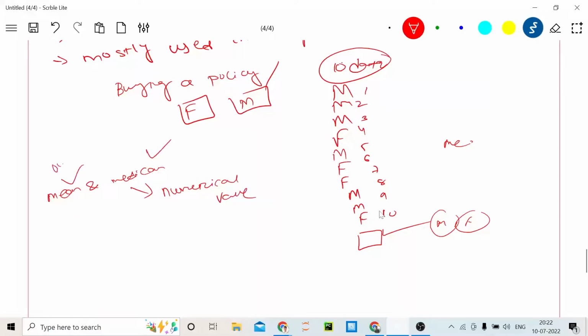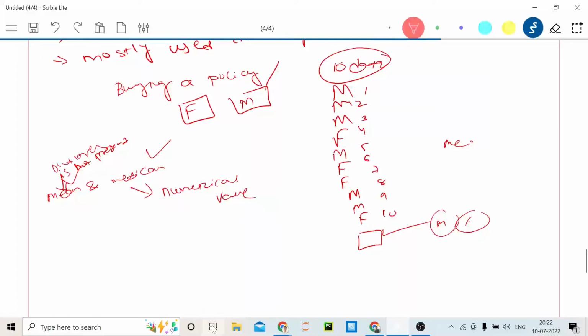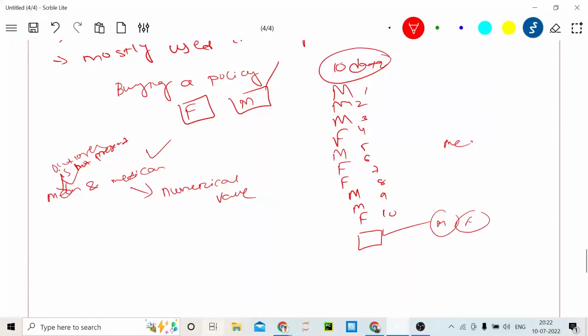If the numerical value is present and the outlier is not present, calculate the mean. If an outlier is present, calculate the median. And how you can tell which one is an outlier and which is not, for that there is the 5 number summary, which I will tell you in the next class.